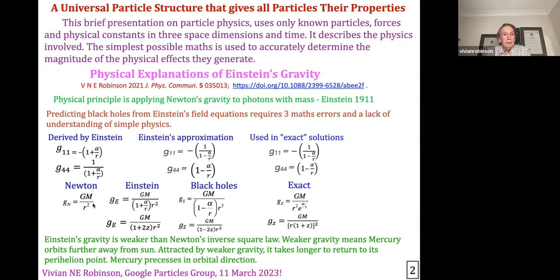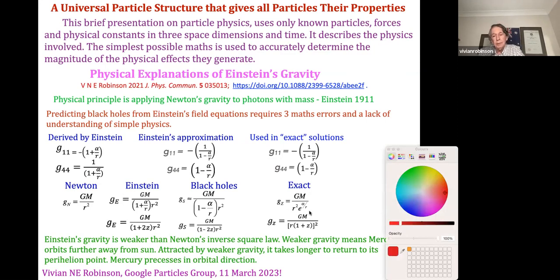Newton's metric, Gm over r squared. The exact solutions to Einstein's field equations become Gm over 1 plus alpha over r times r squared. For black holes, one is called 1 minus alpha over r. The exact solution to the physics he used, I call it Gz for redshift, Gm over r squared e to the alpha over r. That actually directly predicts the torus-like structure observed from the center of galaxies.